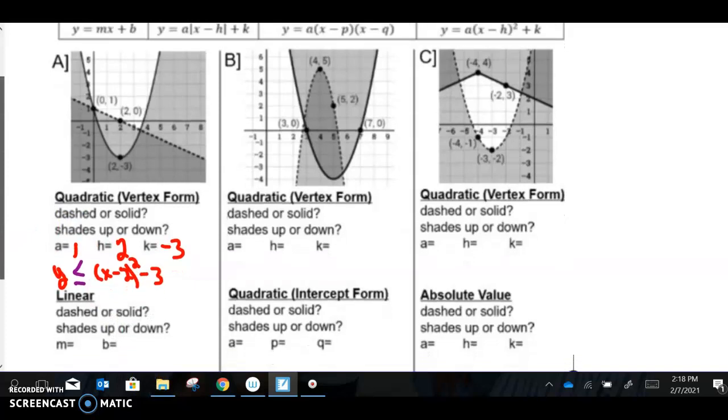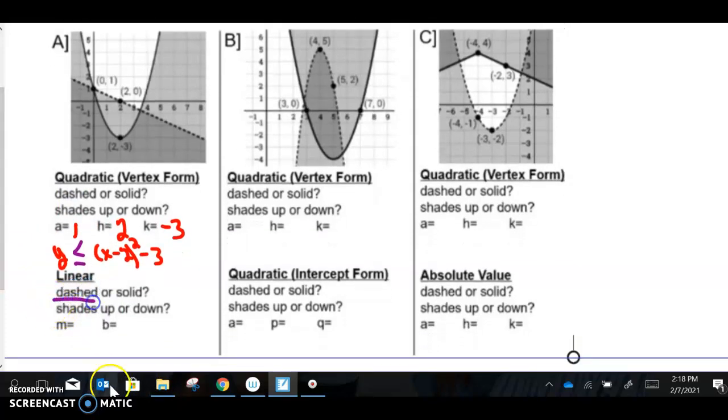The linear one is a dashed line, so I know I'm either less than or greater than. Looks like my slope, go down 1 over 2. You see it? Down 1 over 2. So my slope is -0.5. My y-intercept is clearly 0, 1. So y is less than -0.5x plus 1. The reason I said less than and not less than or equal to is because it's dashed. I'm clearly shading everything underneath.